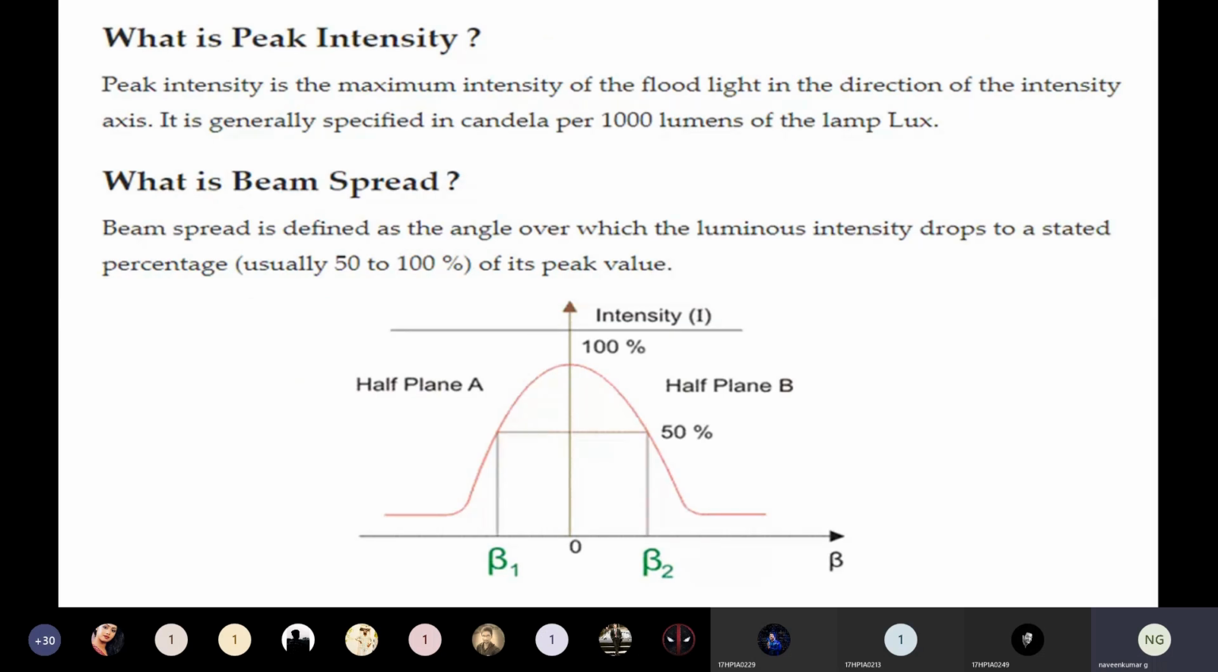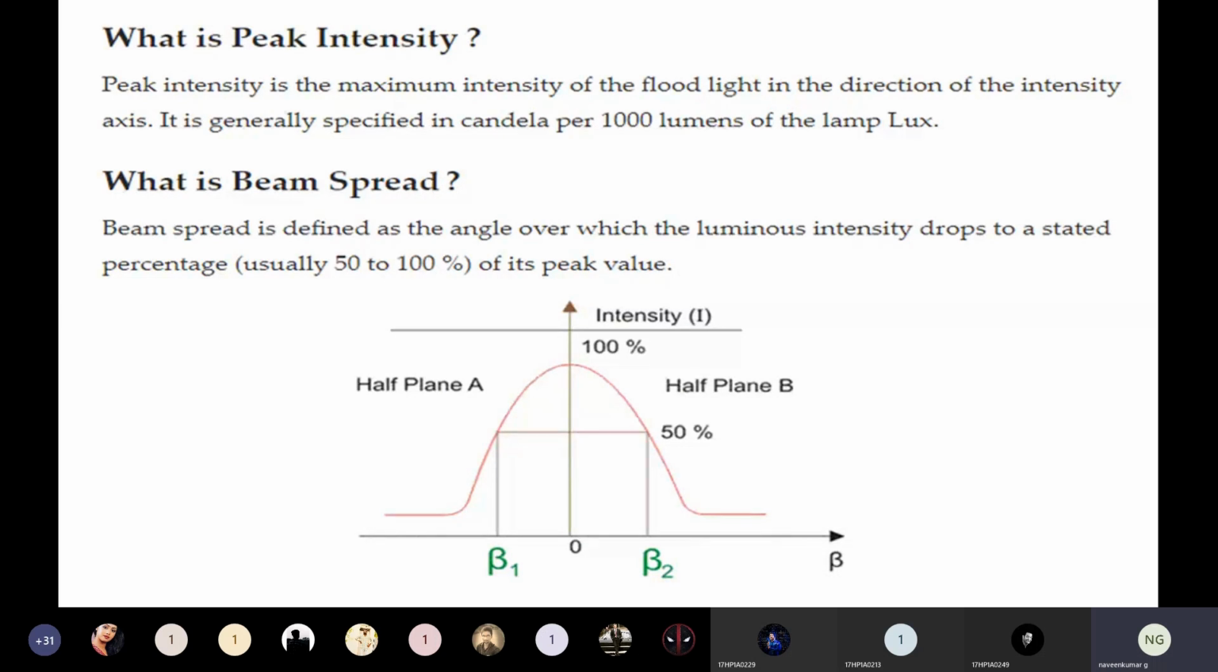What is peak intensity? Peak intensity is the maximum intensity of a floodlight in the direction of the intensity axis. It is generally specified in candela per 1000 lumens of lamp flux. What does this sentence mean? Maximum intensity means the maximum amount of luminous output that this particular lamp source emits in the direction where it is focused to emit. So that is what you define as peak intensity. Usually it is per 1000 lumens of the lamp flux.